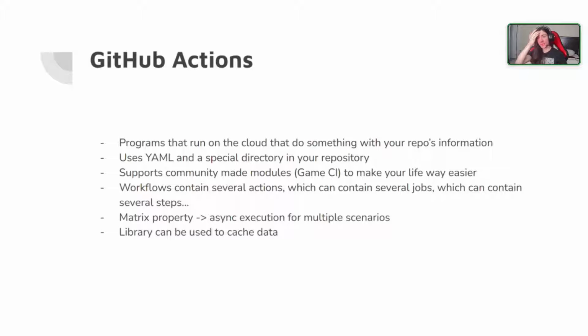For GitHub Actions, which is the way that Game CI works, basically what you need to know is that they're like little programs that run on the cloud that do something with your repo's information. They're defined in a series of steps, and workflows and actions are like little containers of jobs and contain steps and all these things. But when you put it all together, you're taking some information from your repo, doing some stuff with it, and then outputting something new. So yeah, it's basically just a little program.